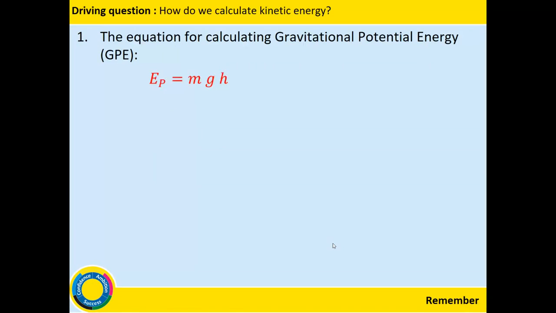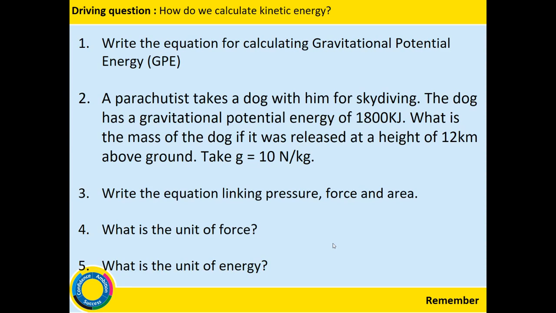And the equation for calculating gravitational potential energy is E subscript P equals mass times the gravitational field strength times the height. You can write this equation in words or in symbol form like I have done. Just write E subscript P equals mgh. Both are correct. Now for the second question, I want to point out something to you.